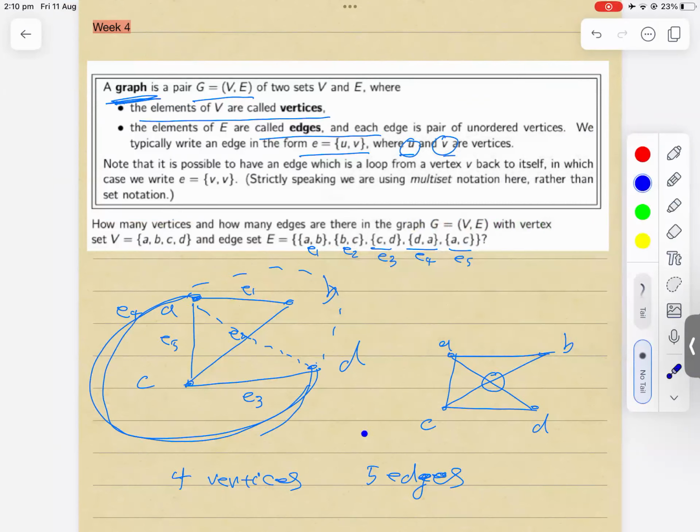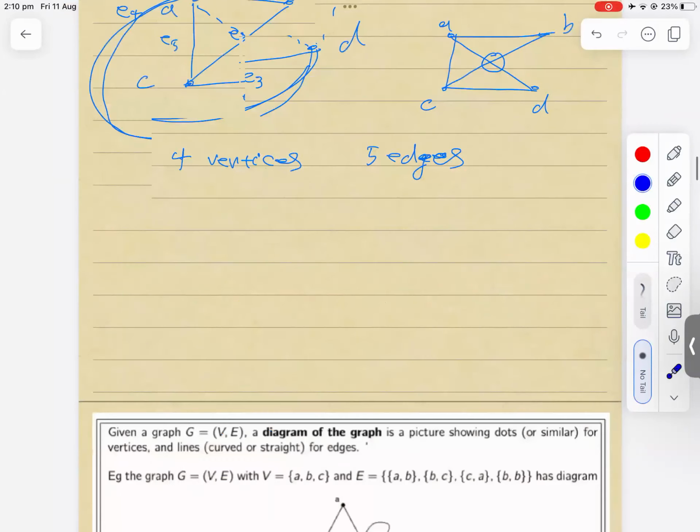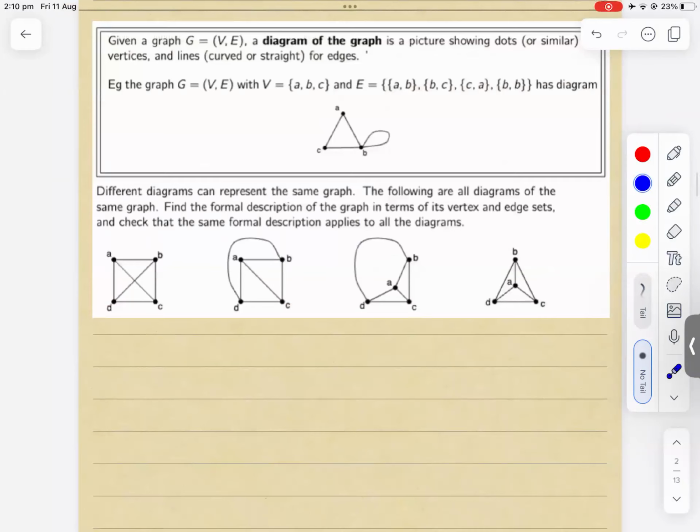Okay, next question, just as fast as possible. The diagram of a graph is a picture showing dots for vertices and lines or curves or straight lines showing the edges. Like this one, vertices A, B, C. Different diagrams can present the same graph. So the following are all diagrams of the same graph.